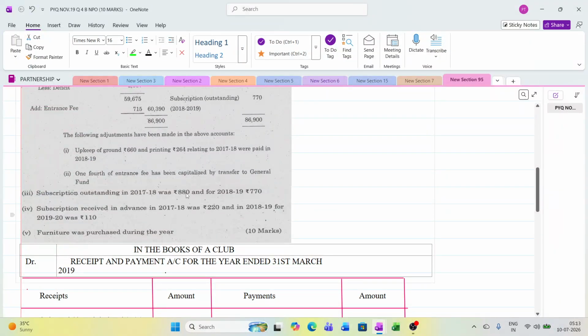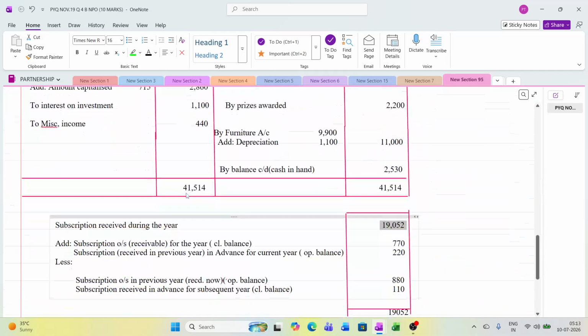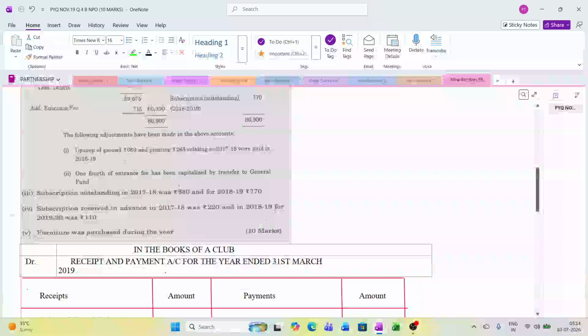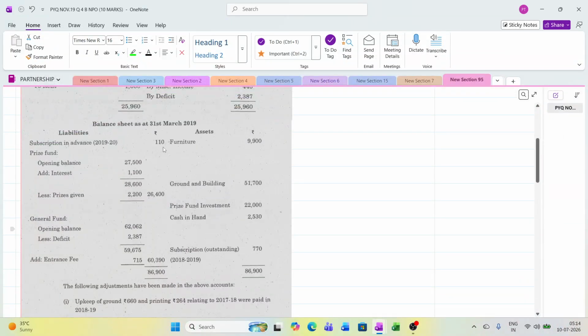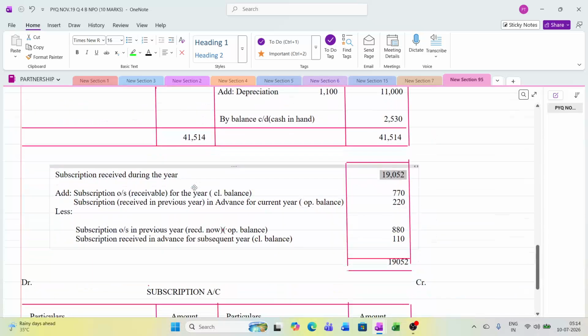And whatever was outstanding in the previous year, 1718, now, what we assume when we receive an amount, for example, any amount X, we understand that the amount which was outstanding in the previous year is already included in this. So we subtract that amount. Okay. Then subscription received in advance during the year for the next year, that we will subtract, 110. So you simply write like this, write the formula as you do it.